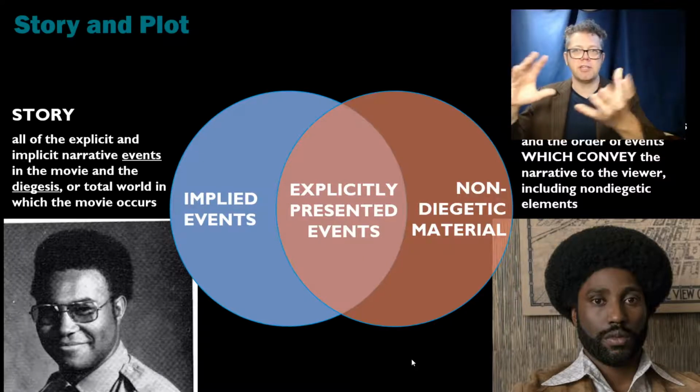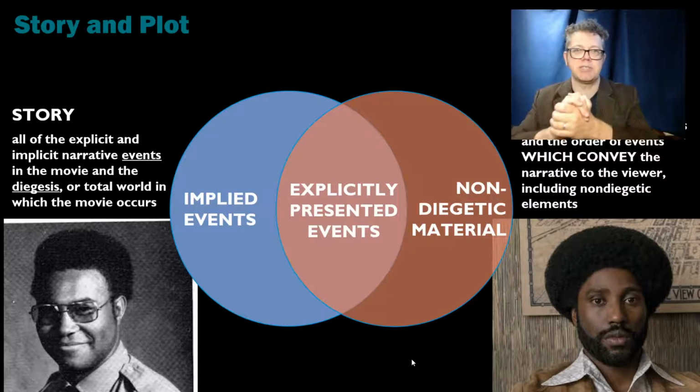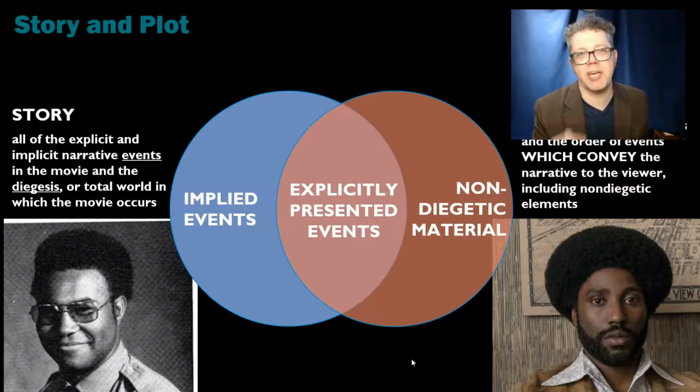And where the story and the plot overlap, we get explicitly presented events. The way I'd put this is what's in the frame of the film. But I think that this holds true not just for film, but for all fictional narratives. And I really do think, at the end of the day, BlacKkKlansman as film is a fictionalized narrative. It's not necessarily a fictional narrative in that, yes, it's based on a true story, but there's lots of places where this film deviates from the truth.